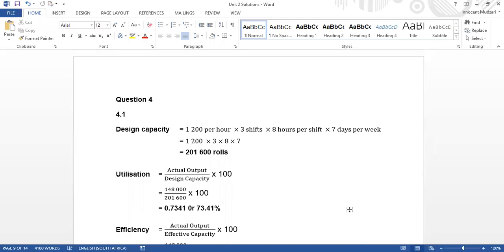Last week, the facility produced 148,000 rolls. The effective capacity is 175,000 rolls. The production line operates 7 days per week with 3 8-hour shifts per day. The line was designed to process the nut-filled cinnamon flavored deluxe rolls at a rate of 1,200 per hour. Determine the design capacity, utilization, and efficiency for this plant when producing the deluxe rolls.